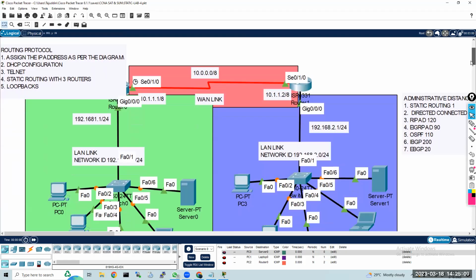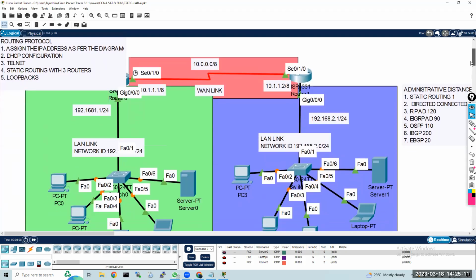What is static routing, guys? Who will explain? The administrator must know the entire network architecture or network topology to configure it. Okay, the administrative distance for static routing is what? The administrative distance for static routing is 1.